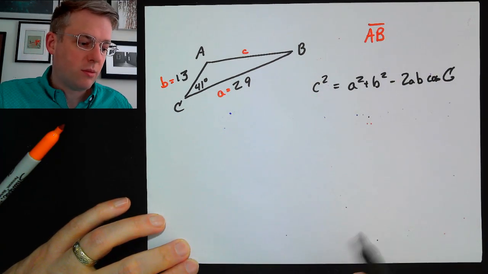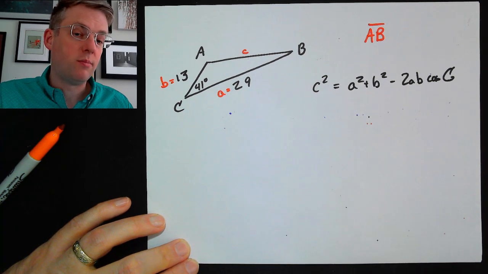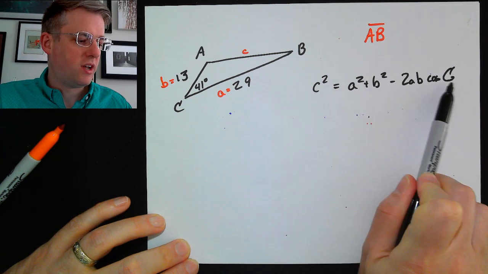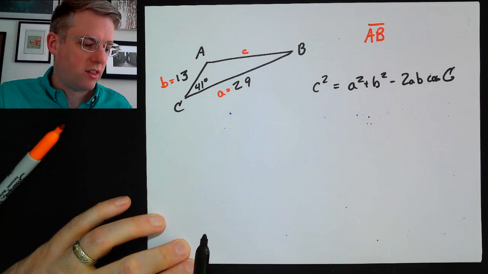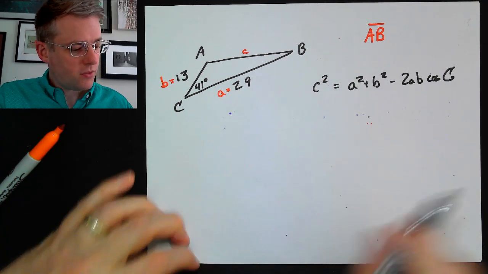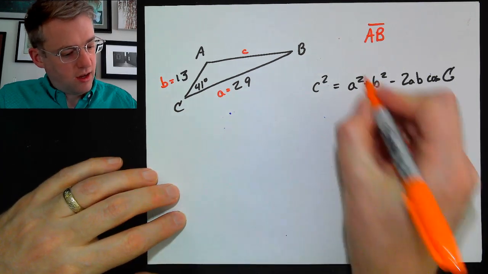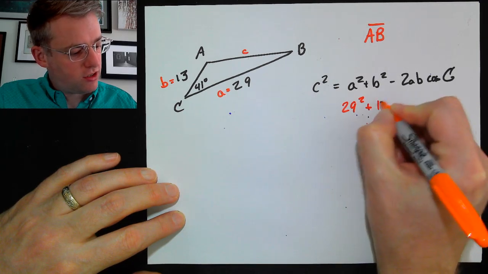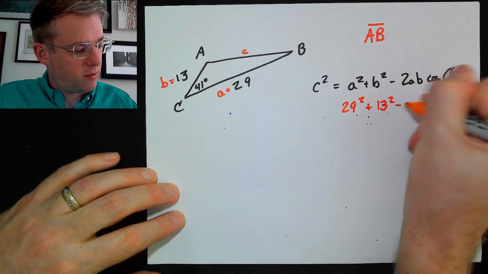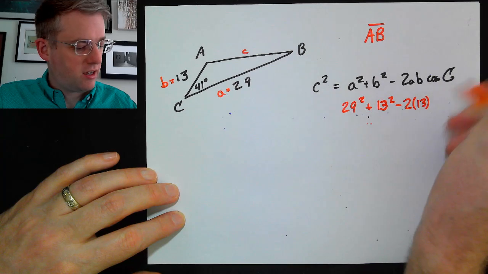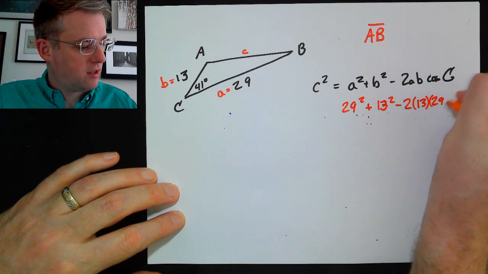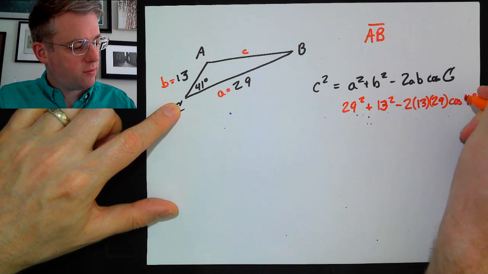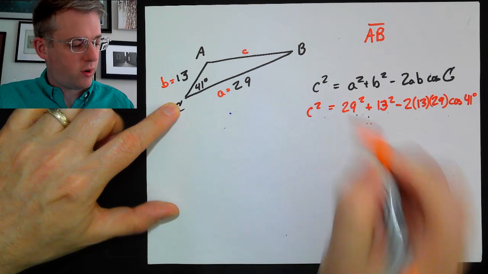The problem set isn't going to call all of the triangles A, B, C, so you'll have to use different letters. Remember, these are the two legs surrounding the known angle. We're going to always find the other side. So just substituting in 29 squared for a squared plus 13 squared for b squared minus 2 times 13 times 29 times the cosine of 41 degrees equals c squared.